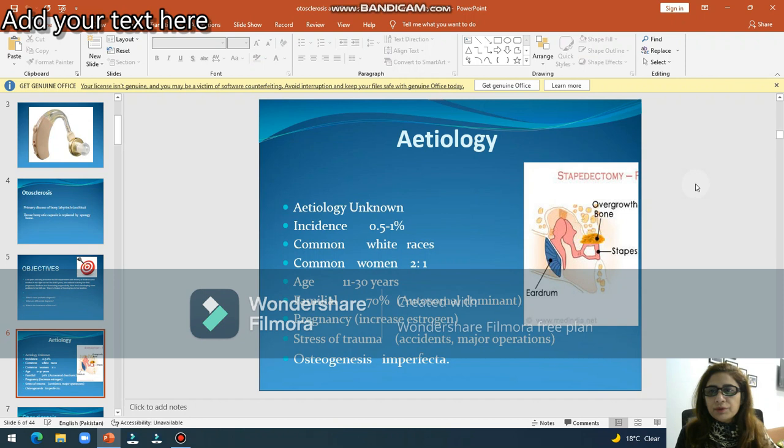So the etiology of this disease is unknown. Recall the anatomy of the middle ear: tympanic membrane, ossicles, and the last limit is the footplate of stapes. So the anterior part of the footplate of stapes is the primary site of involvement of otosclerosis. So this bone is converted into immature bone.